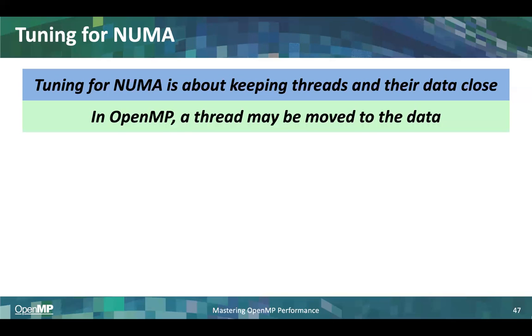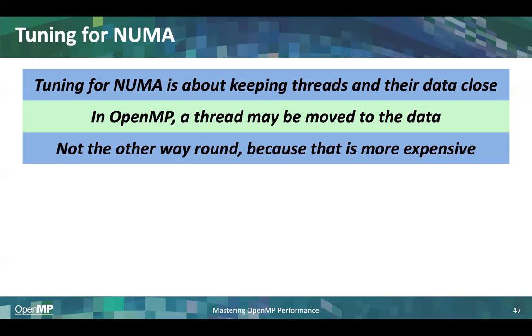And in OpenMP, the choice was made to move a thread to the data instead of the data to the thread. And the reason is very simple. It's a lot easier and cheaper to move a thread than move data. So the model in OpenMP is that you have the data somewhere, and what you try to do is make sure your threads are close to that data. So this is the concept in OpenMP, something to keep in mind. Like I said, the other way around is much more expensive, so that's not done.